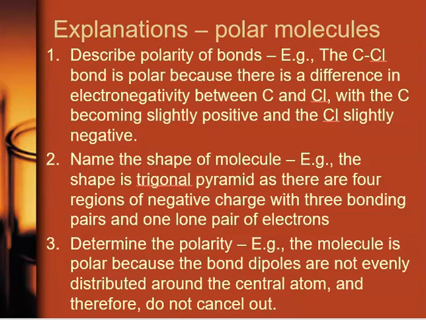So the carbon-chlorine bond is polar because there's a difference in electronegativity between carbon and chlorine. Carbon is slightly positive and chlorine is slightly negative because chlorine is more electronegative than carbon. Okay, then we state the shape of the molecule. The shape is trigonal pyramid, or it's trigonal bipyramid, or it's square planar, or whatever it happens to be. You may or may not provide a reason. It's going to depend on what the question is asking.